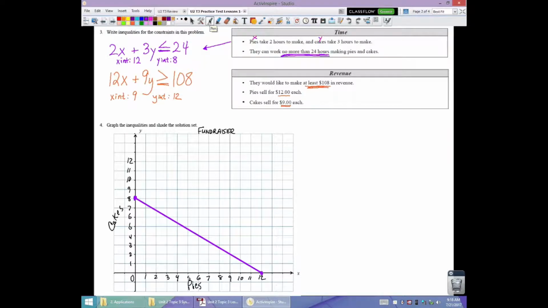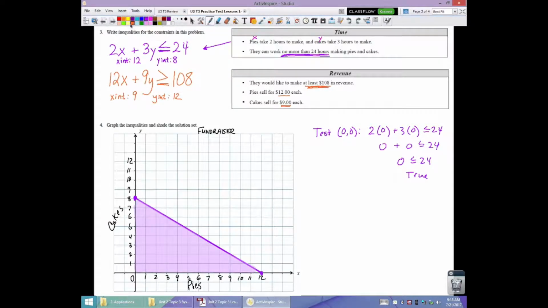Now, as far as shading that one, since I used the intercepts and I did not solve for y, I'm going to go ahead and just do a test point. So I can use (0, 0) as long as it's not on the line, and in this case it is not. So when I test (0, 0), that's 2 times 0 plus 3 times 0 less than or equal to 24. So 0 less than or equal to 24. That is true. That means the point (0, 0) works, and it must be shaded. So therefore, I'm going to shade everything below this purple line.